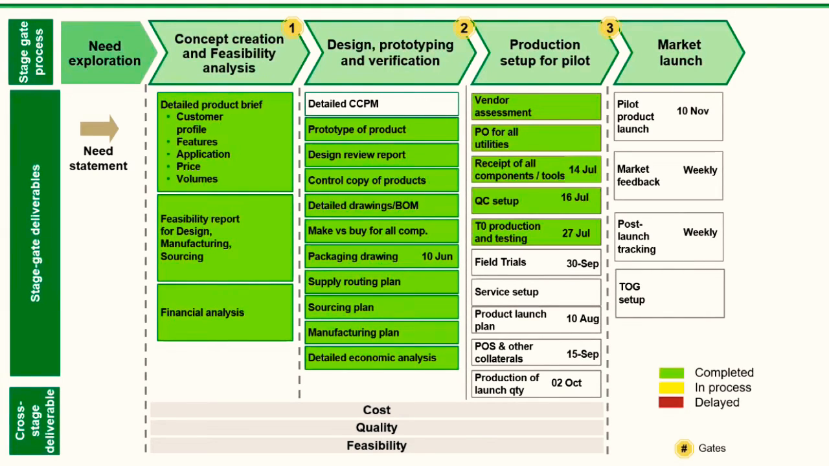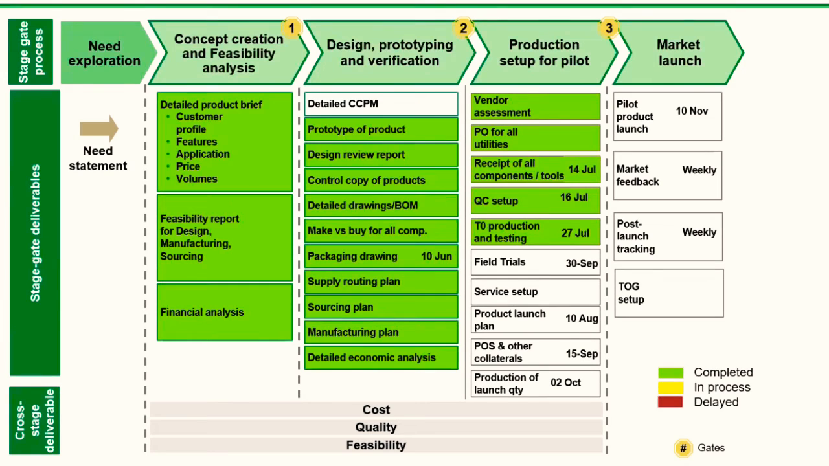The dotted line after each level is a gate, and the gatekeeper is product manager. A product manager can stop at any stage if the project does not look viable. This is the power of this tool.